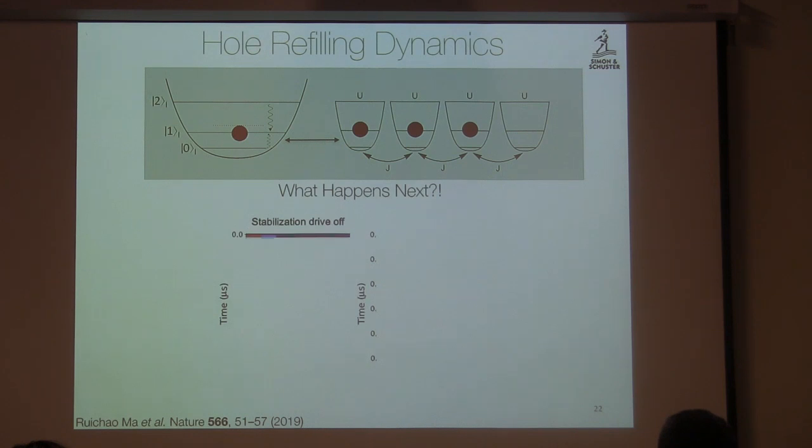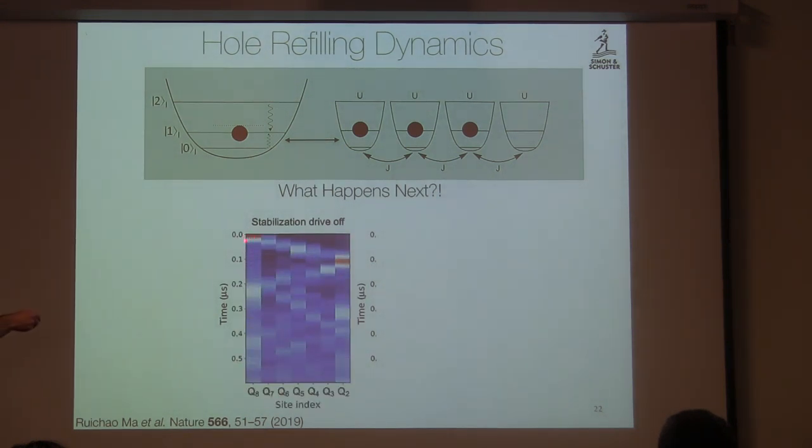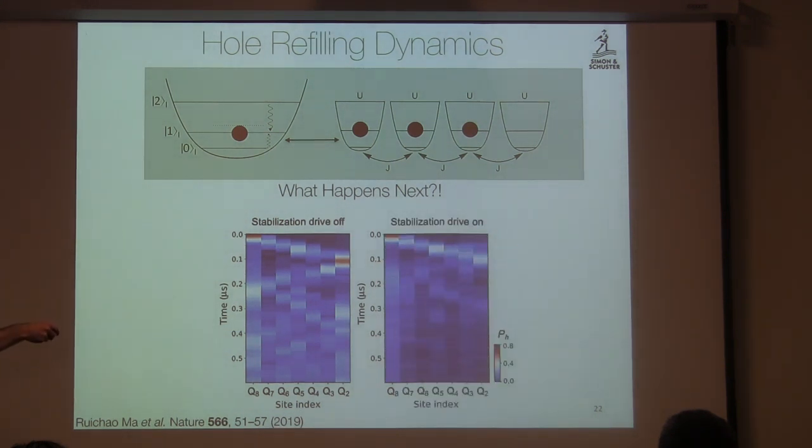And you can also remove 1 particle from the system and watch how that hole moves around, and do the same experiment with the stabilization on at this end, and now you see a random walk of the hole across the system that gets eaten when it gets to the other side.